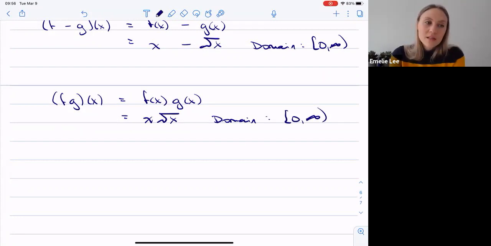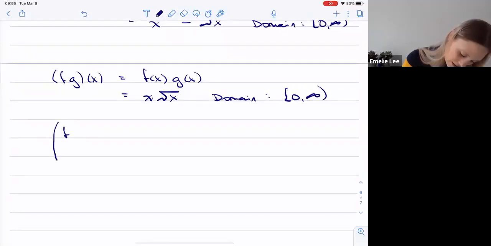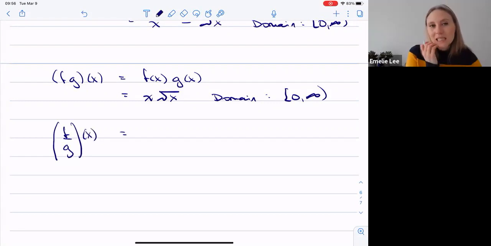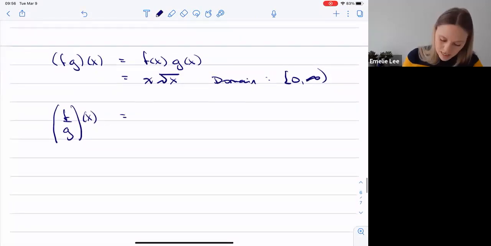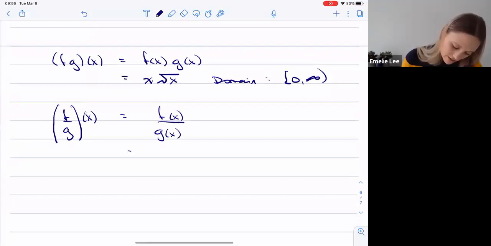The only one that has a little bit of a glitch is if I want to find f over g of x. That's going to be f of x over g of x, right? That's not the bad part. x over the root of x.